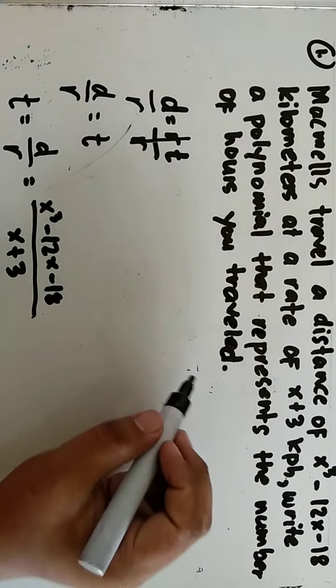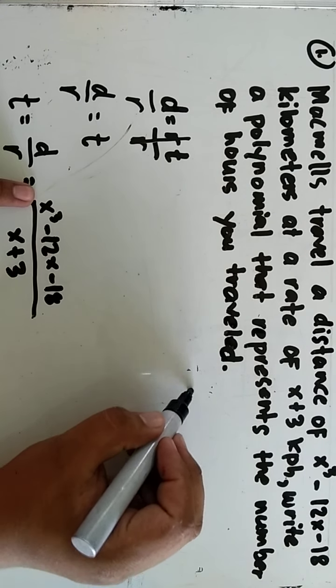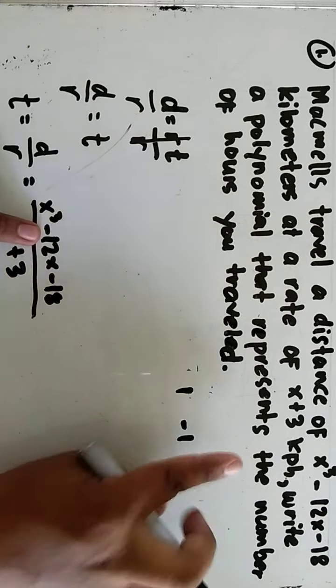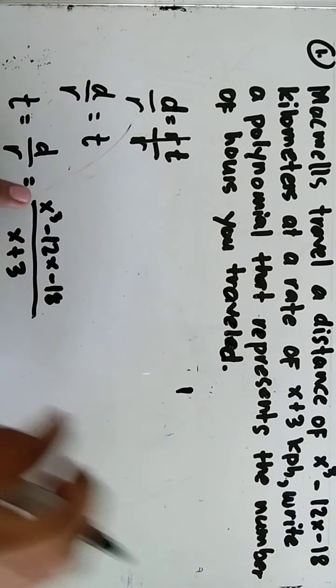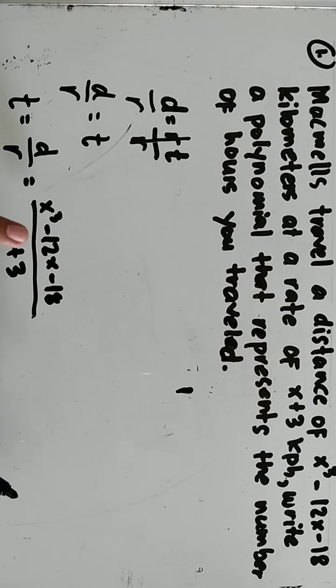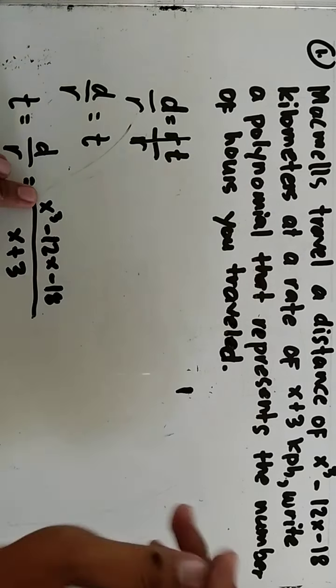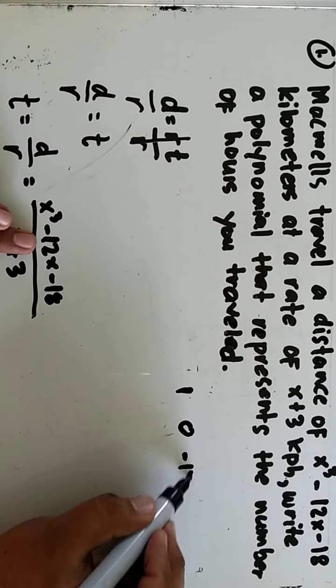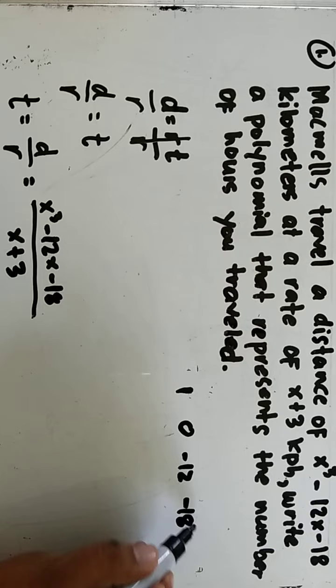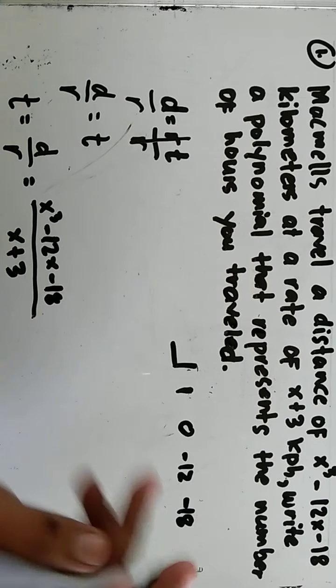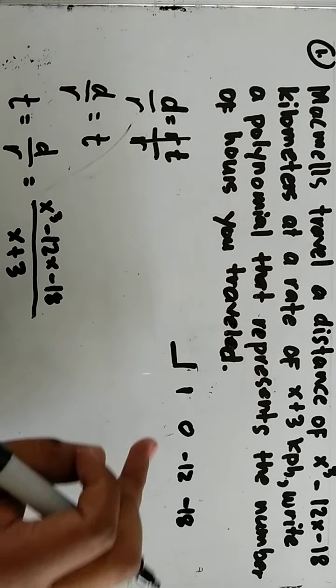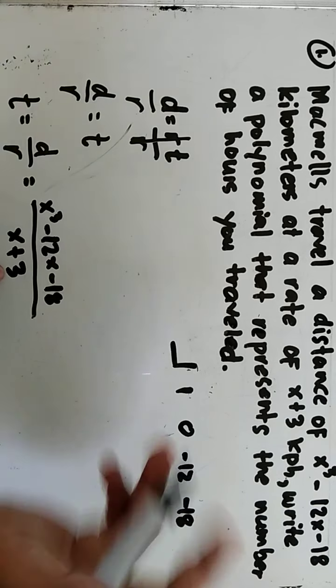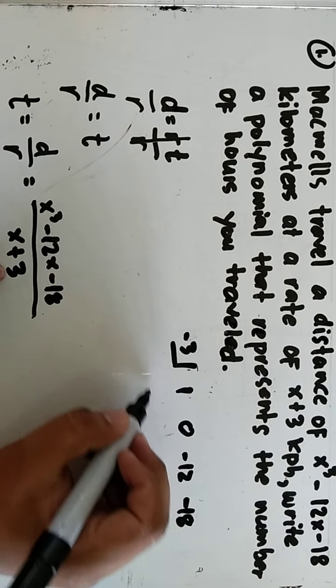So, meron tayong 1, negative 12, kasi may x raised to 2 pa dapat. X raised to 3, x raised to 2, bago yung x, bago yung constant. So, since walang x raised to 2, ibig sabihin 0 muna. Bago negative 12, bago negative 18. Divided by, yung kabaliktaran ng positive 3 ay negative 3.